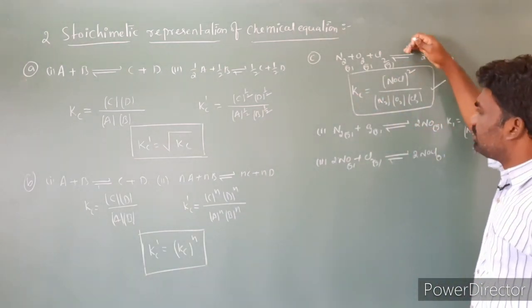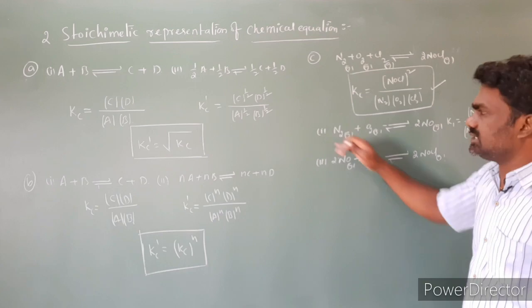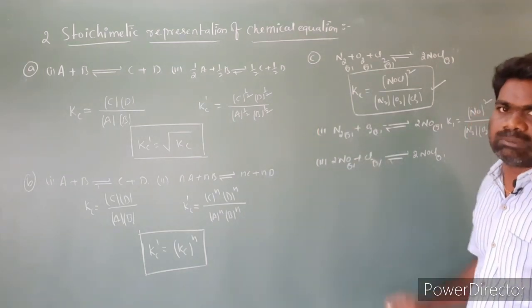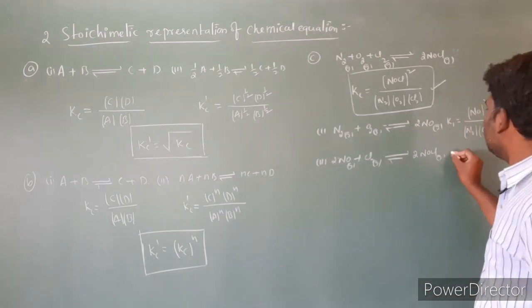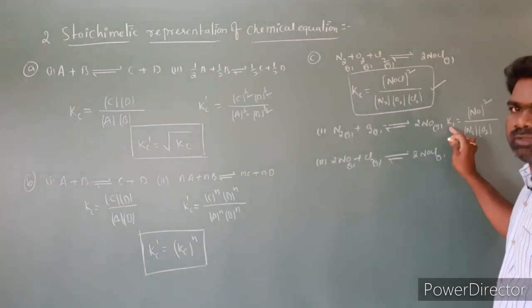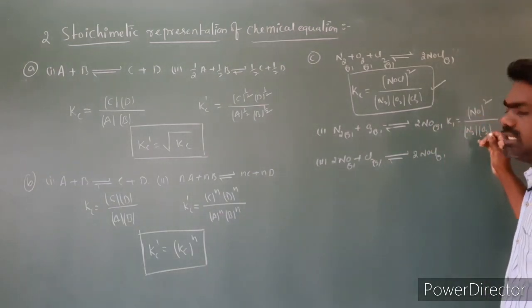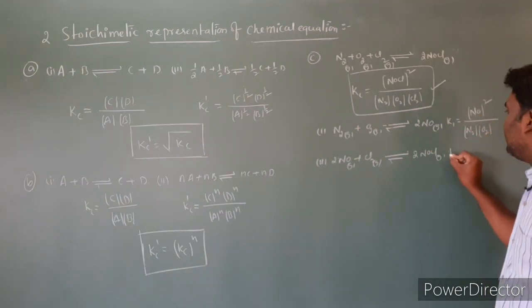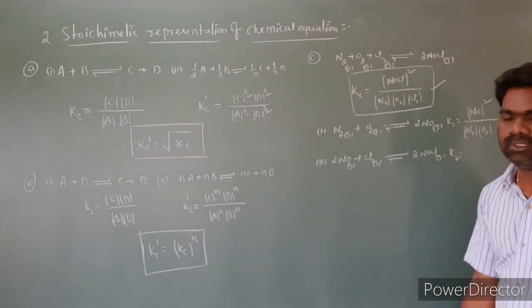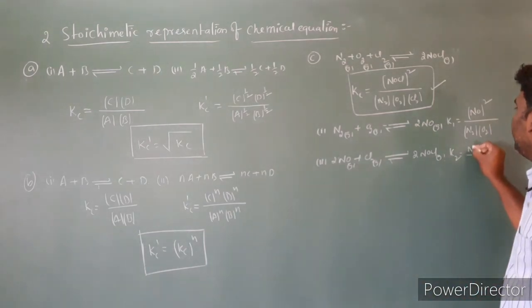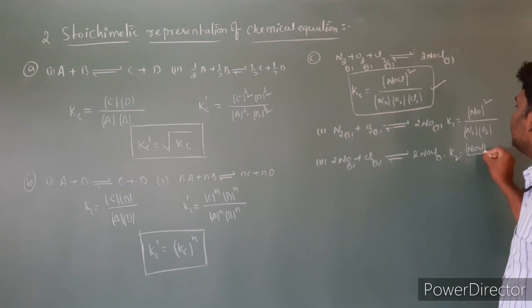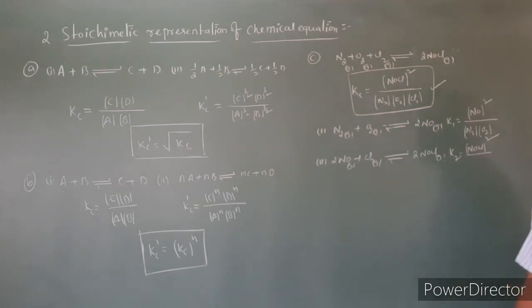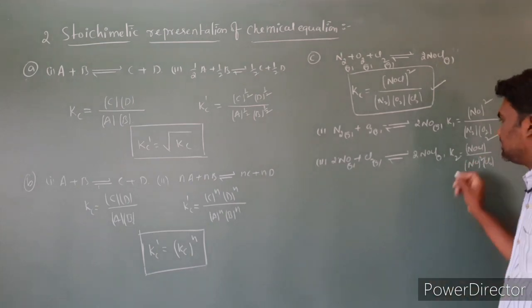So this equation I am writing in two different steps. This is step 1 and this is step 2. In these two steps, for step 1 I wrote K1 is equal to product concentration by reactant concentration. For step 2 I am writing K2. K2 is equal to NOCl concentration power 2 by NO concentration power 2 and Cl2 concentration, isn't it? So this is K2.